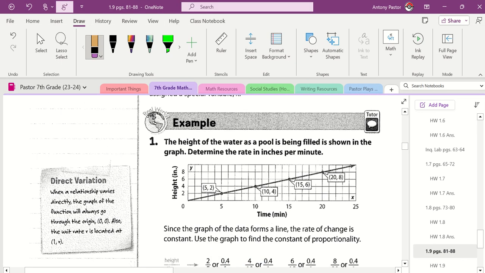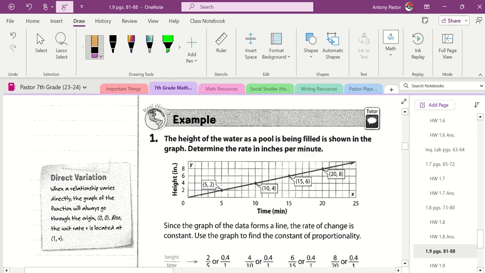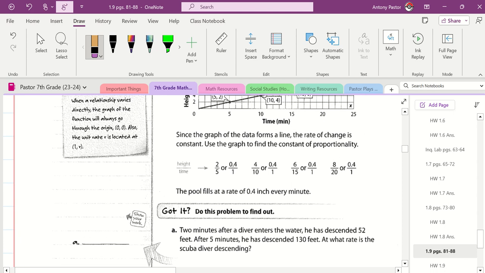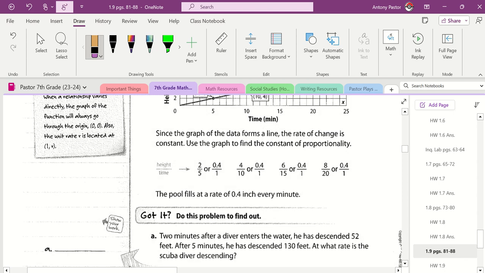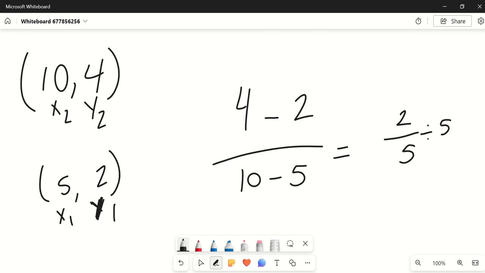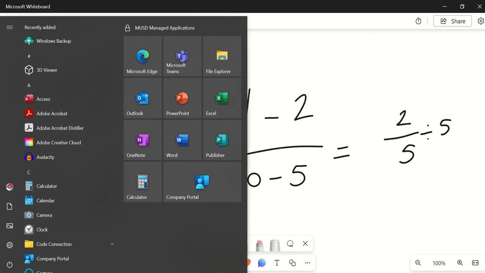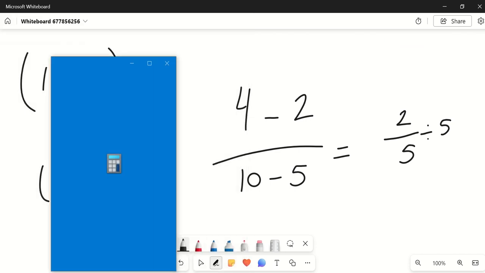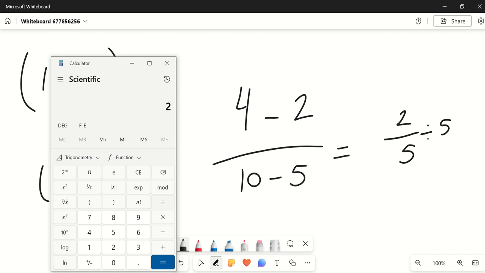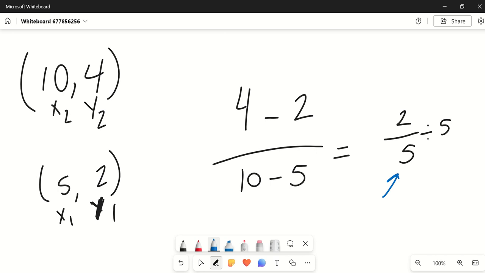Okay, let's pause there. Since the graph of the data forms a line, the rate of change is constant. Use a graph in order to find the constant of proportionality. So yes, if I were to divide both of these by 5, 2 divided by 5 equals 0.4. Remember, we want the bottom number to be 1, so hence why I'm dividing by 5. This would be 0.4 to 1. And this means that it's filling up 0.4 inches per second.